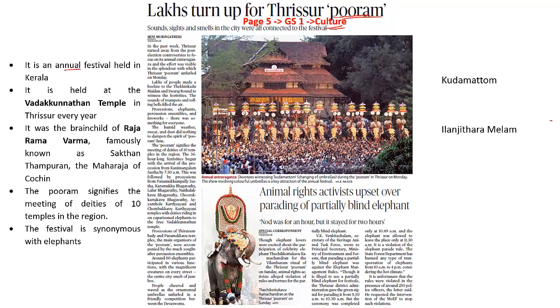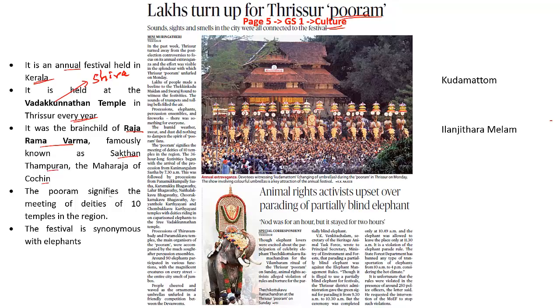This is an annual festival that is held in the state of Kerala. It is held at Vadakkunnathan temple in Thrissur every year. So the Vadakkunnathan here is Lord Shiva. So this is a temple that is dedicated to Lord Shiva. This was the brainchild of Raja Rama Varma, who is famously known as Sakthan Thampuran, the Maharaja of Cochin. It is because of this particular directive that this region is conducting this festival every year.